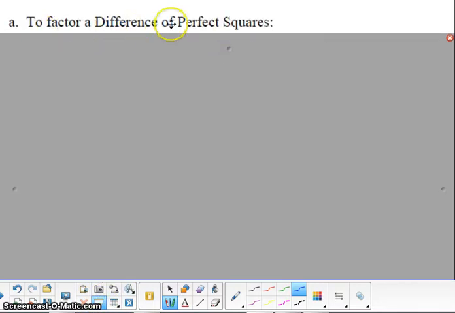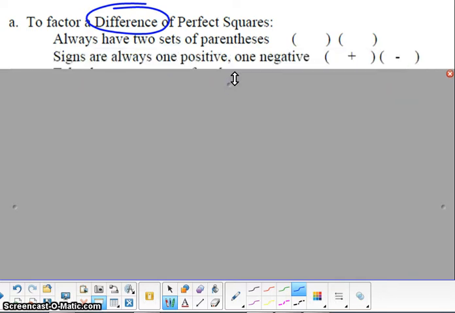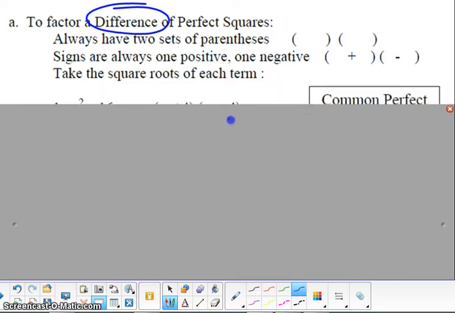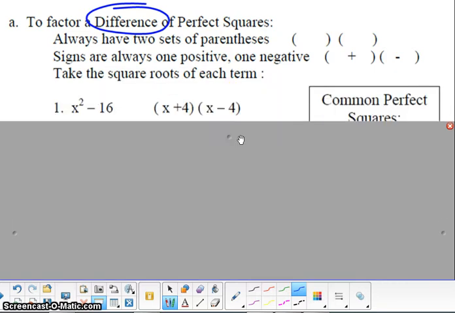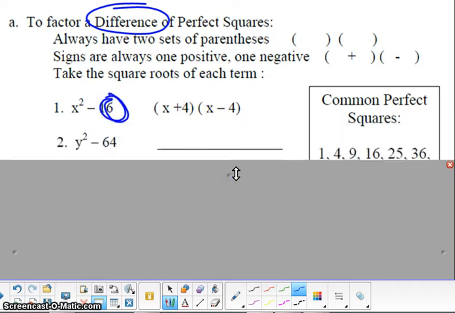To factor a difference, notice it has to be difference of perfect squares. You always are going to have two sets of parentheses. Okay, signs are always one positive and one negative, no matter what. And then you take the square roots of each term. So in this first example, 16 is a perfect square, and so the square root of that is 4 and 4. And you end up with x plus 4, x minus 4.